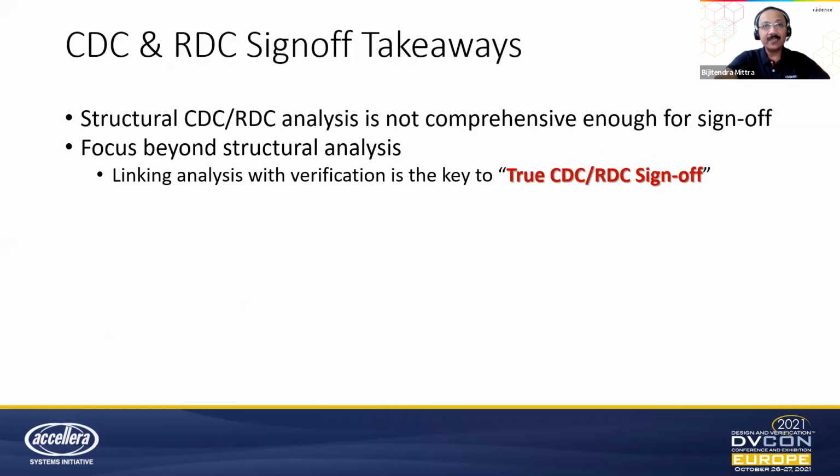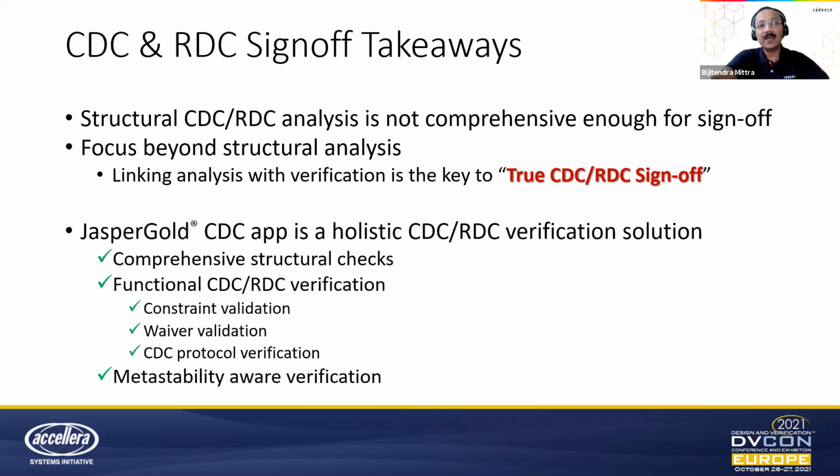On the CDC RDC sign-off takeaways, again, as we have seen, structural CDC RDC analysis is not enough for a comprehensive sign-off. So we need a linkage with functional verification to achieve true CDC RDC sign-off. And towards that, the JasperGold CDC app helps you to achieve this with a comprehensive set of structural checks. It adds the functional CDC RDC verification capabilities in the form of constraint validation, waiver validation, protocol verification, and metastability aware verification.